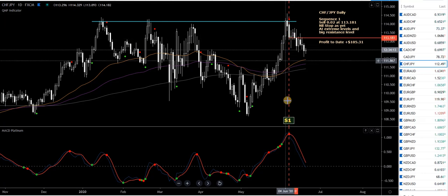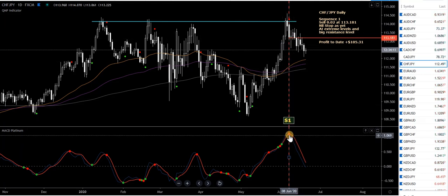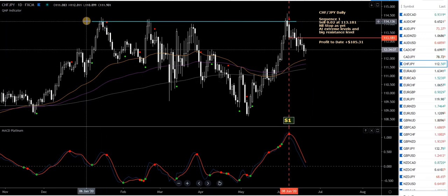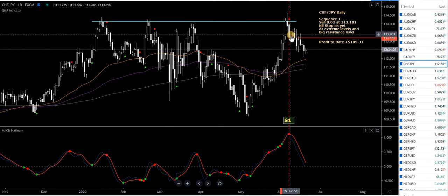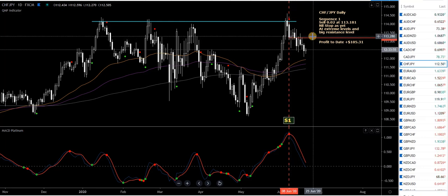So I'm pretty confident. And when the MACD Platinum's that far above the zero level or below the zero level, then I'm also confident. And with the big resistance level, when I say confident, you're never going to be 100% certain, but if I was going to give it a ranking, it'd be like an A+ sort of trade. So I've taken a sell.